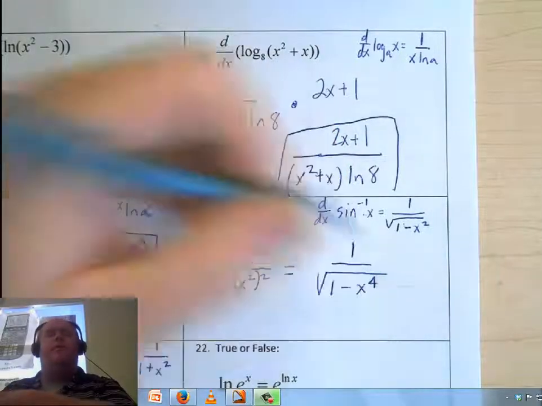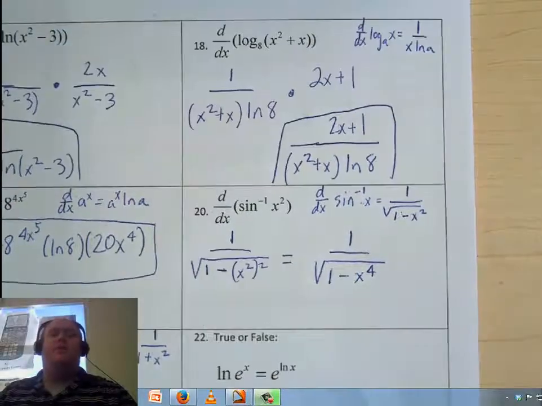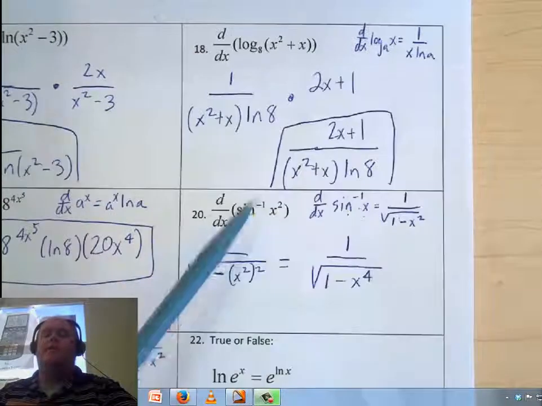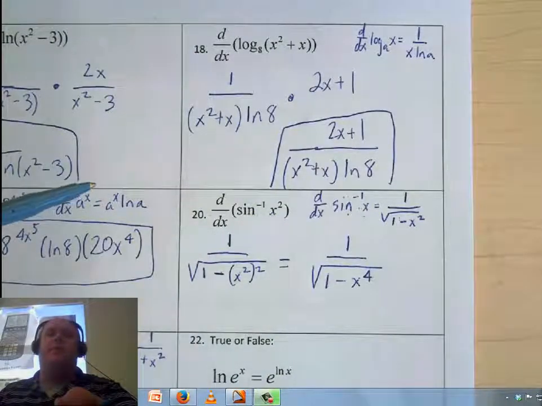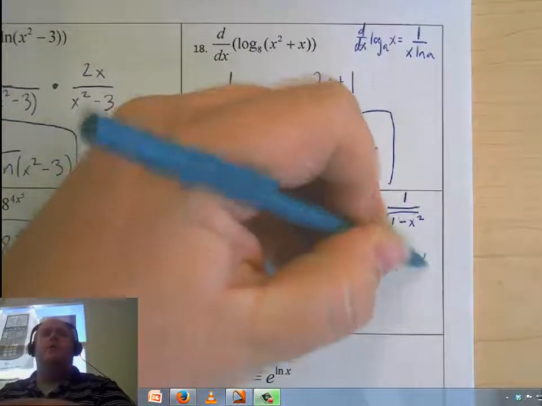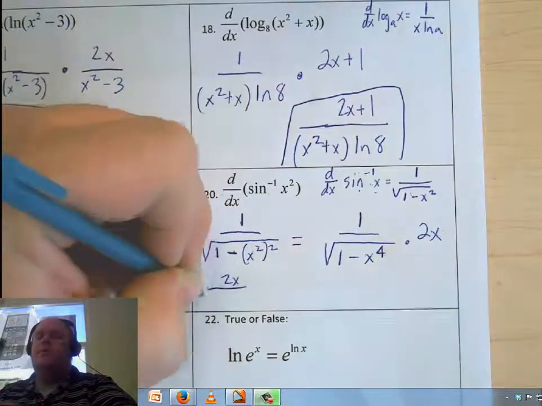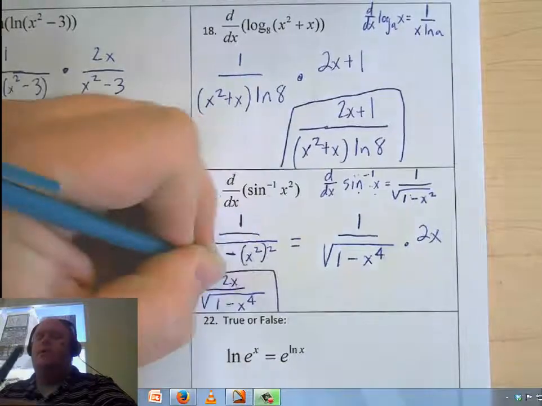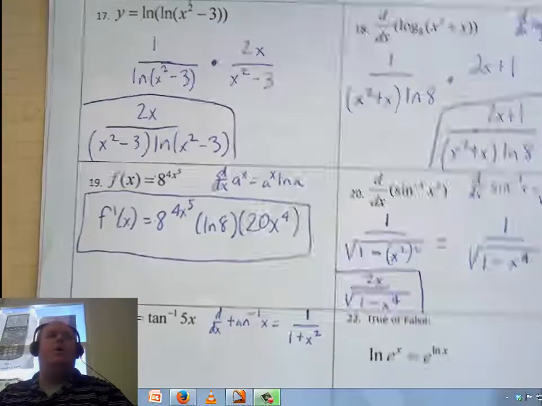Then we can never forget, it's really tempting as it is, to forget to use the chain rule. This sine was only of x, and this time we're taking it of x squared. So I need to multiply it by the derivative of x squared, which is 2x. So times 2x. We could put that on top, and when we do, our answer is 2x over the square root of 1 minus x to the fourth. There's our answer. Okay? 21.